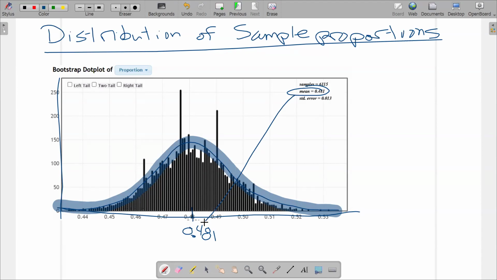And you remember the two standard deviation rule, the 95% rule? 95% of values are between two standard deviations if the distribution is bell-shaped and symmetric. Is this bell-shaped and symmetric? Yeah, I think so. And the standard error here is the standard deviation of these sample proportions.